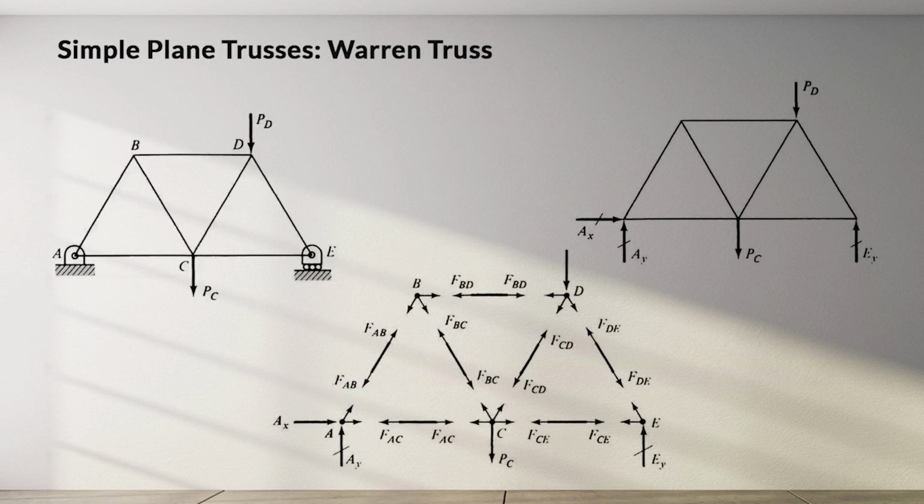If the member is in tension, equilibrium equations give a positive value for the force in the member. If in compression, the equations give a negative value. Between each joint and member, the forces are in opposite directions. The force of member AB on joint A is equal in magnitude and opposite in direction to the force of joint A on member AB.